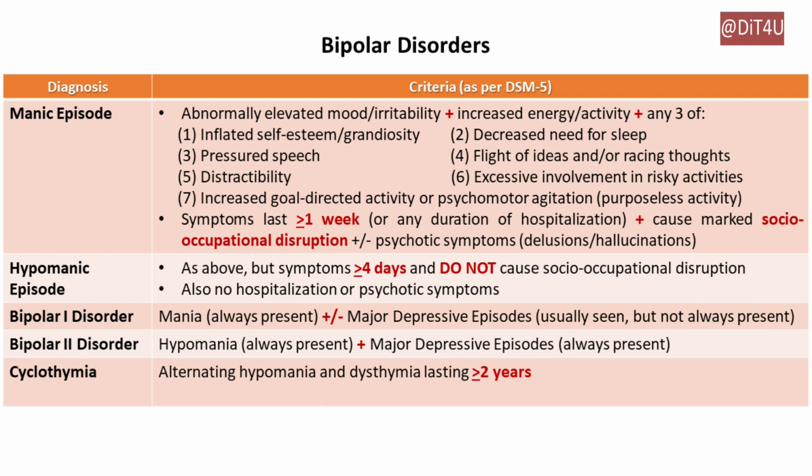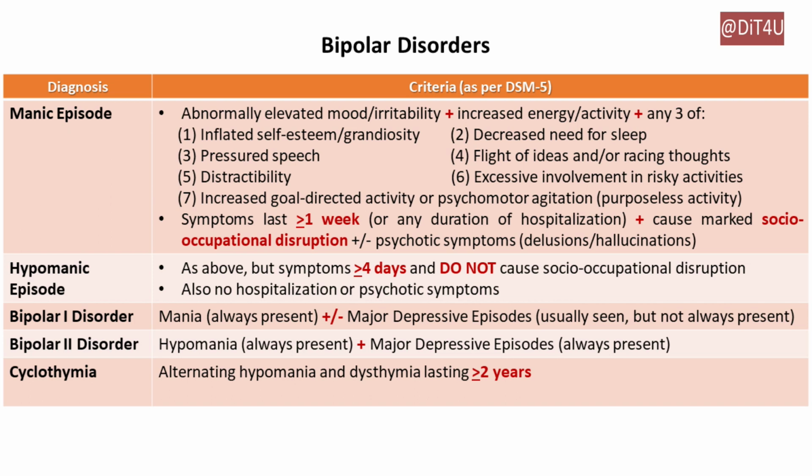Hypomanic episode: as above, all the features could be present, but lasting not 1 week, but 4 or more days. Hospitalization is usually not present at all. It does not cause socio-occupational disruption. That means they can still maintain the job and still have good relationships. No delusions, no hallucinations, no hospitalization. That is the difference between mania and hypomania.